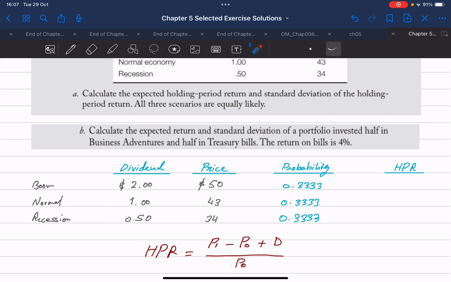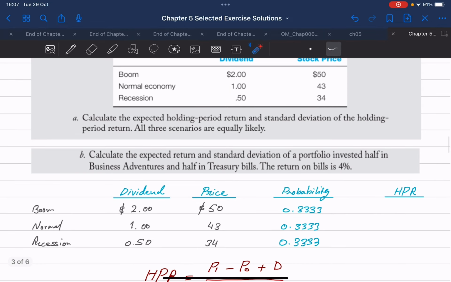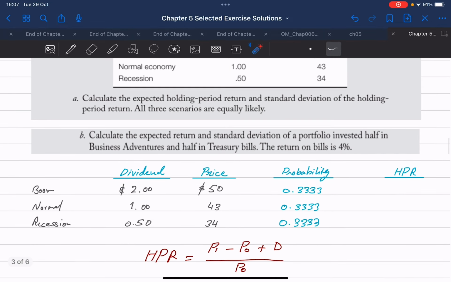So for the economic boom case, the ending price is going to be $50. So P1 in this case is 50 and P0 is $40 right here. And the dividend is $2. So I'm going to go to my calculator and run the numbers. 50 minus 40 plus 2, that will be 12, divided by the beginning price again, which is 40. That will give me 0.3, which is 30%.